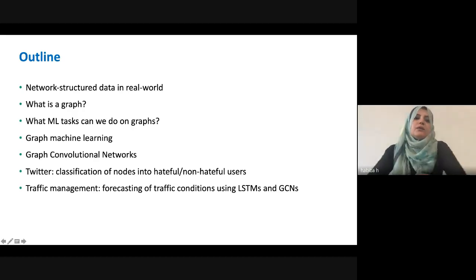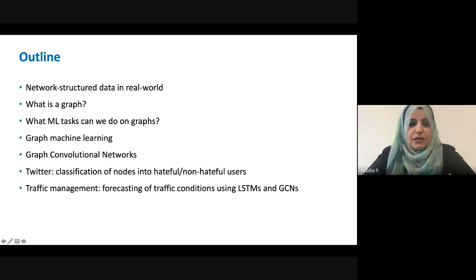And then, just so that we are on the same page, I will briefly mention some of the key concepts behind graphs so that when I'm talking about them, it's clear in everyone's mind what they are about. Then I will touch upon the main machine learning tasks that you can do with graphs. And then I will start into what graph machine learning is about and expand on graph convolutions, which are the main building blocks for deep learning on graphs.